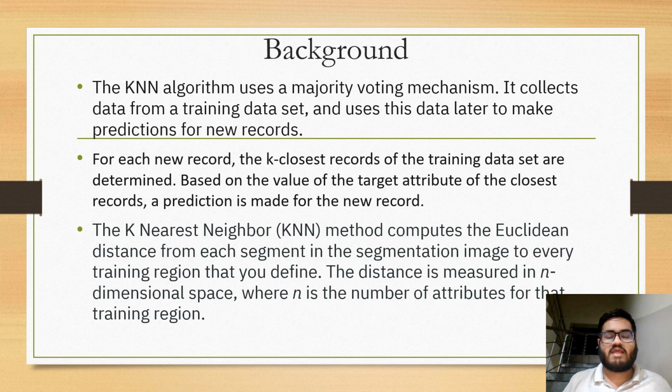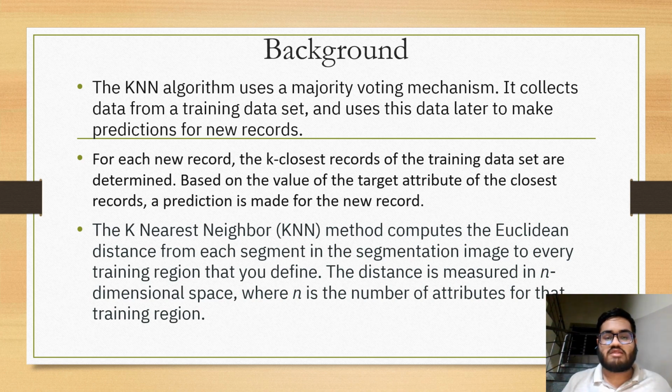So now I will be giving the background of what actually is a KNN classifier algorithm and what is the purpose of using it. The KNN algorithm uses a majority voting mechanism. It collects data from a training dataset and uses this data later to make predictions for a new record. For each new record, the k closest records of the training dataset are determined. Based on the value of the target attribute of the closest records, a prediction is made for the new record.